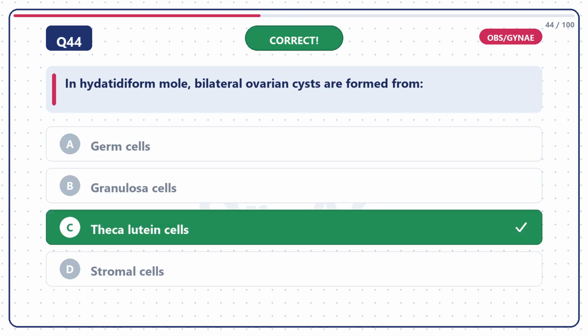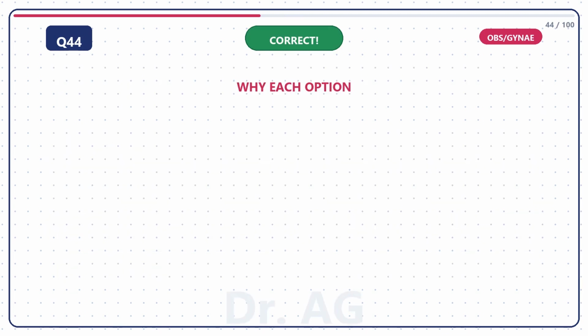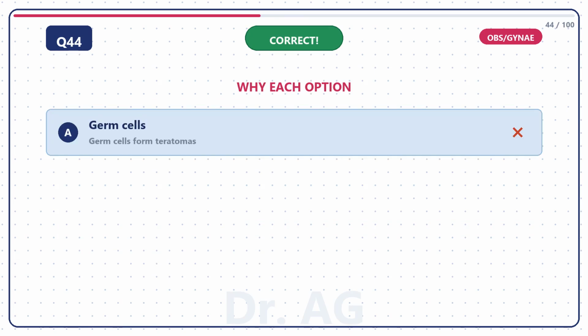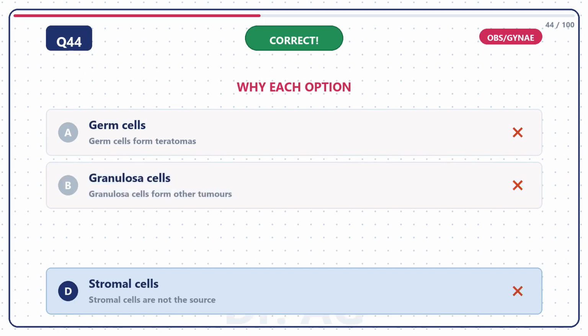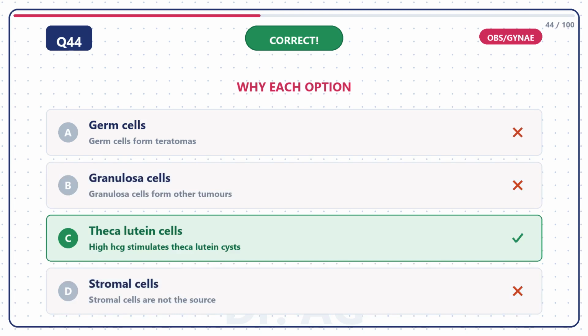The correct answer is option C, theca lutein cells. Let's go through the options. Germ cells. Germ cells form teratomas. Granulosa cells. Granulosa cells form other tumors. Stromal cells. Stromal cells are not the source. And the correct answer is theca lutein cells.